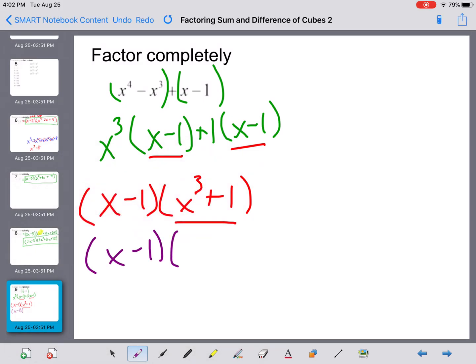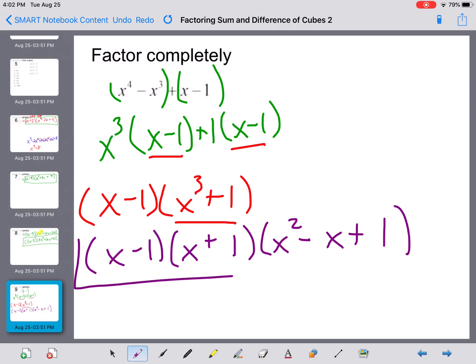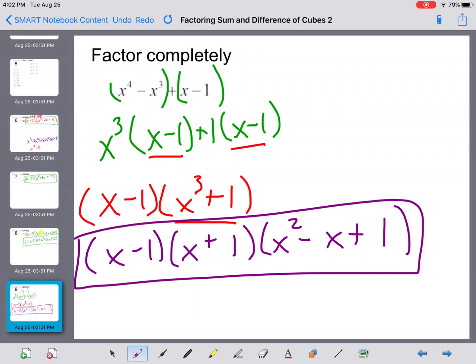And then the cube root of x to the third is x. The cube root of 1 is 1. We're going to square the first term. We're going to multiply the two together just to make x, and we're going to square the last one to be 1. We have same sign, opposite sign, always positive. And remember that we're never going to be able to factor that last trinomial. And so we get our final answer here.